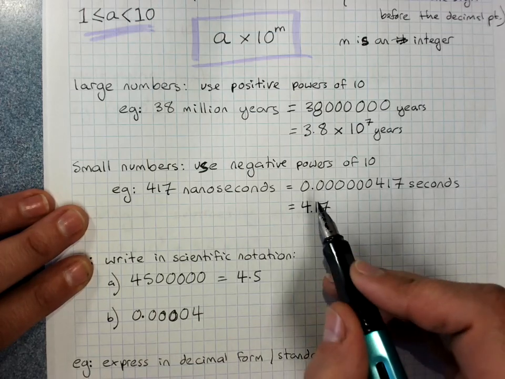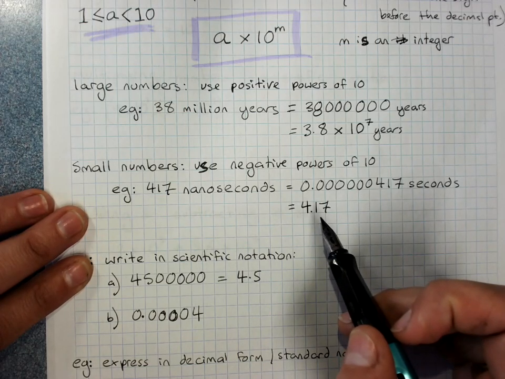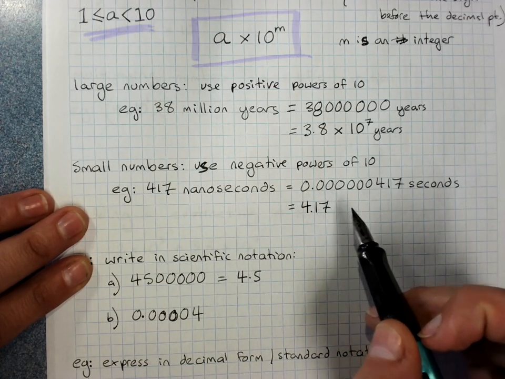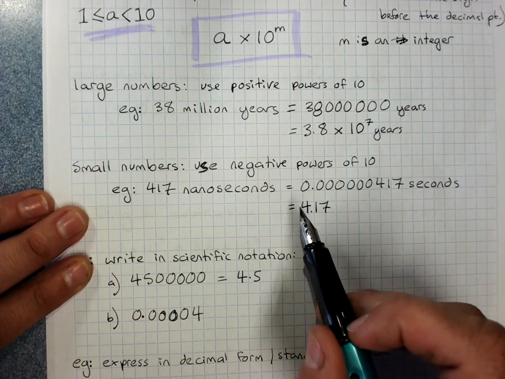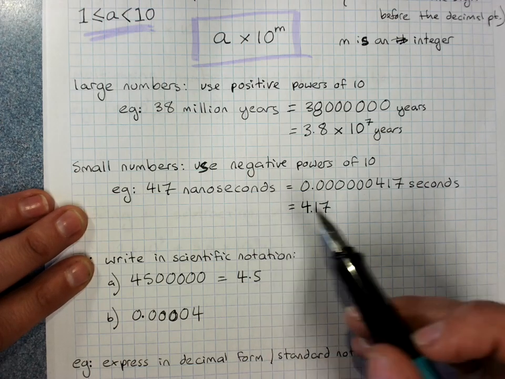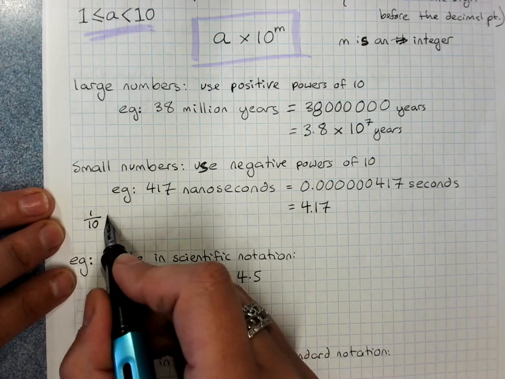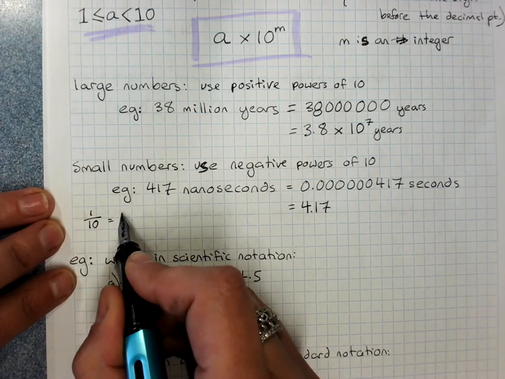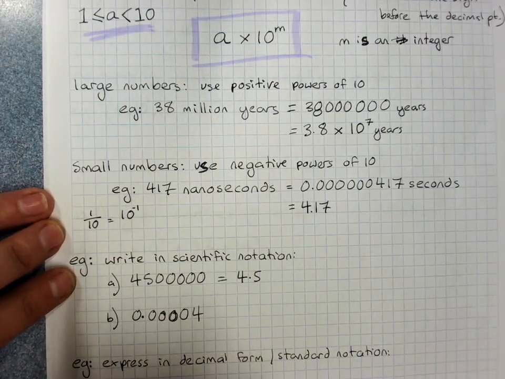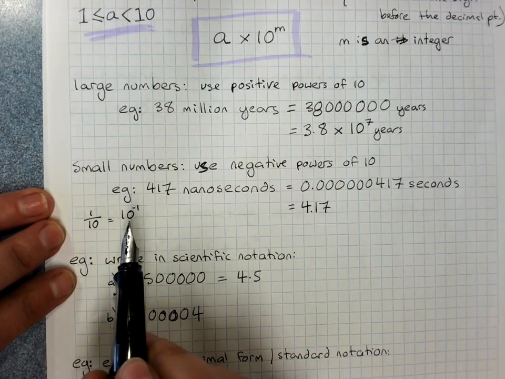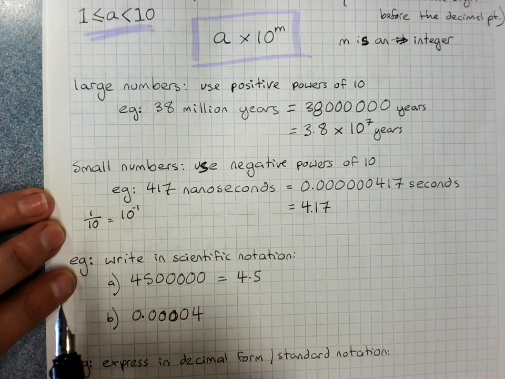Tick, good. Now, obviously, this number is much smaller than 4.17. So it doesn't feel like we're multiplying by 10 each time. Because actually, we kind of want to be dividing by 10 each time. And remember, dividing by 10 is the same as 10 with a negative 1 index. So this is why we end up having a negative power, because 10 to the negative 1 can be thought of as divide by 10.